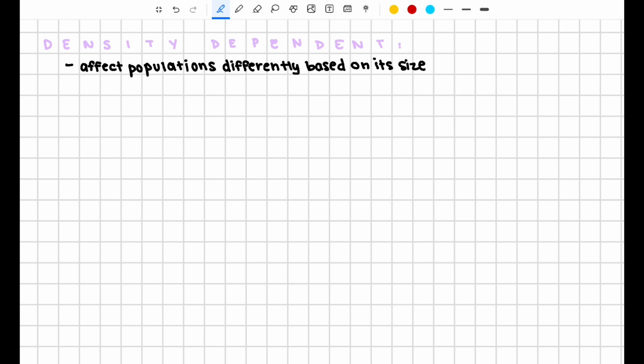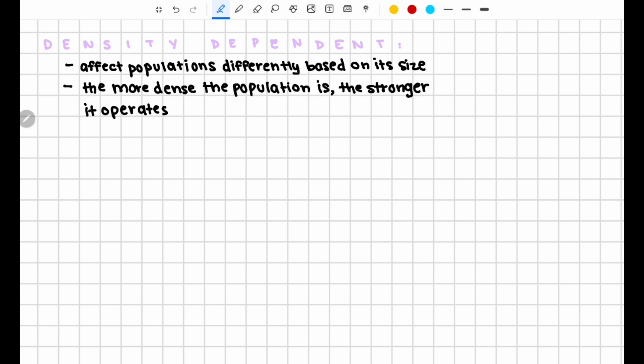So when we talk about density-dependent factors, these factors depend on the size of the population, and so they operate the most strongly when the population is large and dense. So populations that have larger population densities are much more likely to be affected by these density-dependent factors. Whereas small populations or scattered populations are not as greatly affected by these specific factors.